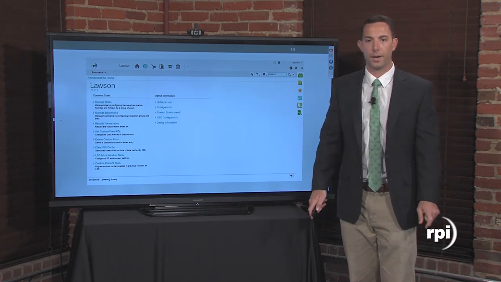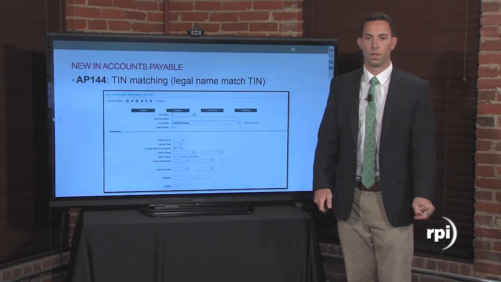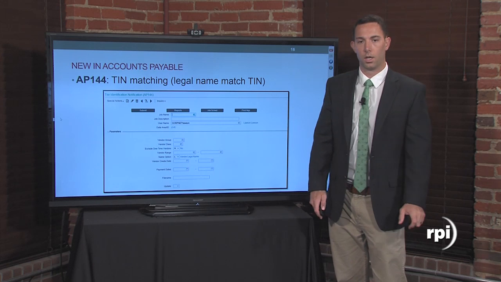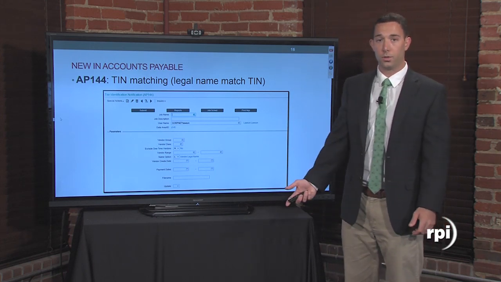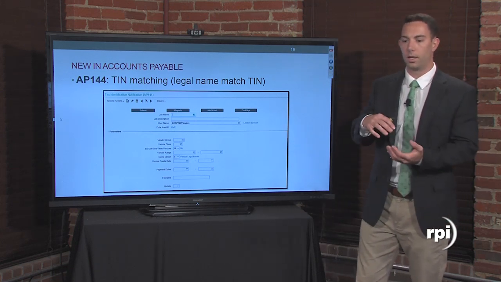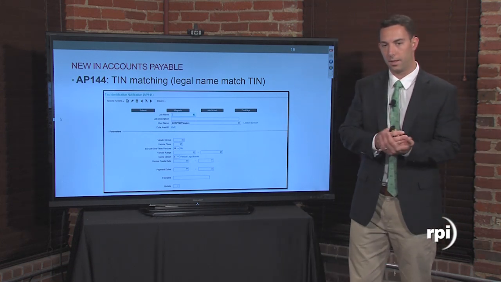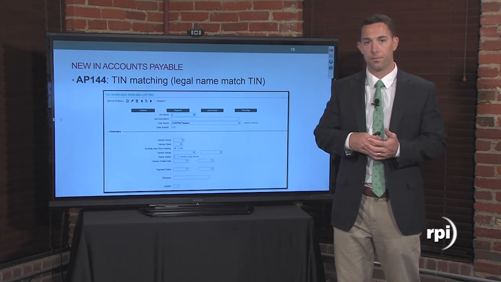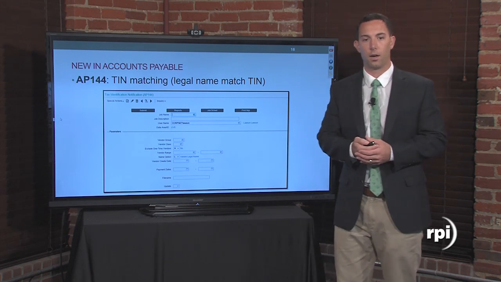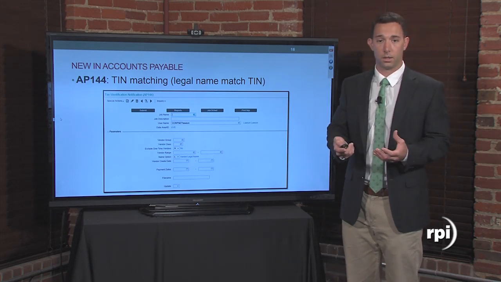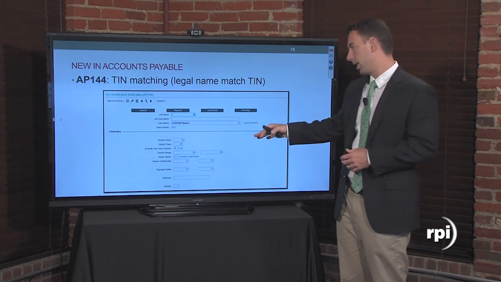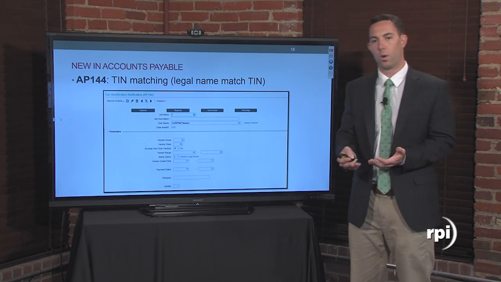All right, let's talk a little bit about AP. First up is AP144, the TIN matching, your tax identification matching form. And this is a brand new job. Lawson's put it in there to give you the ability to run reports to validate that the vendor's TIN numbers are accurate. So you run the report, it's going to create a file that you can then send to the IRS to validate that that vendor is legitimate. You run this by vendor group, vendor class, specific range of vendors, or just for one vendor.